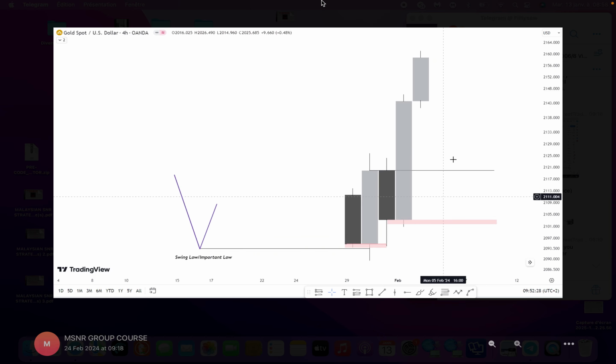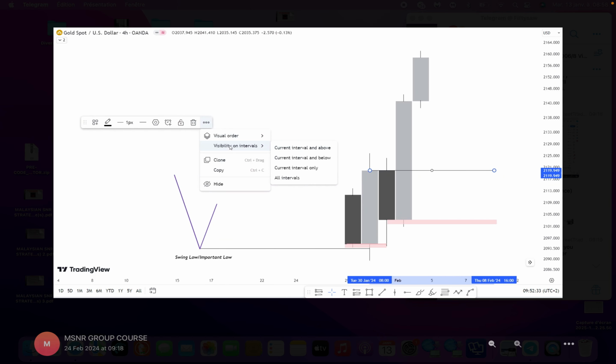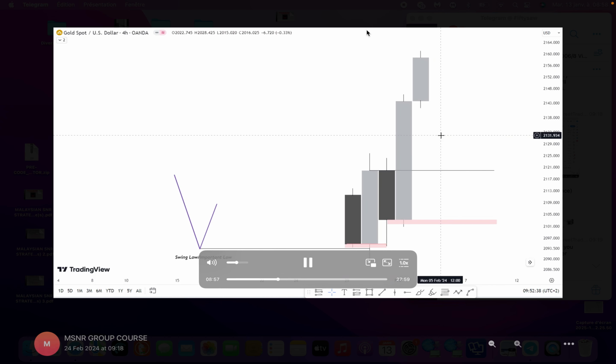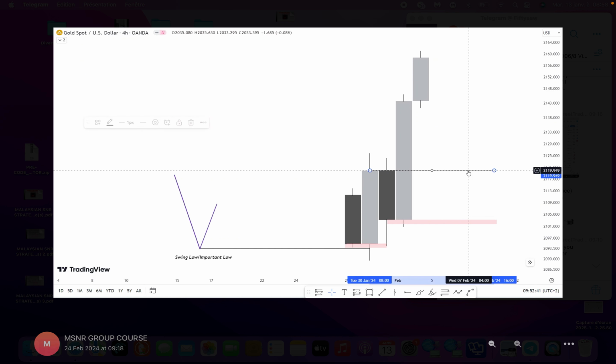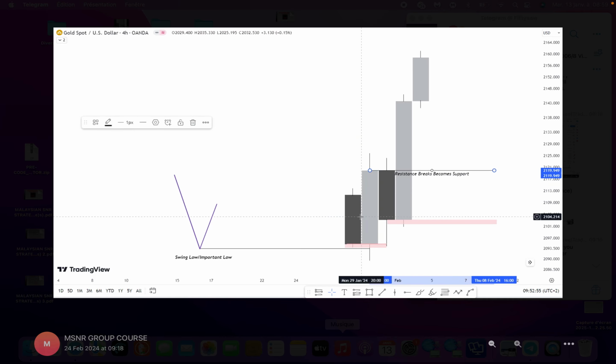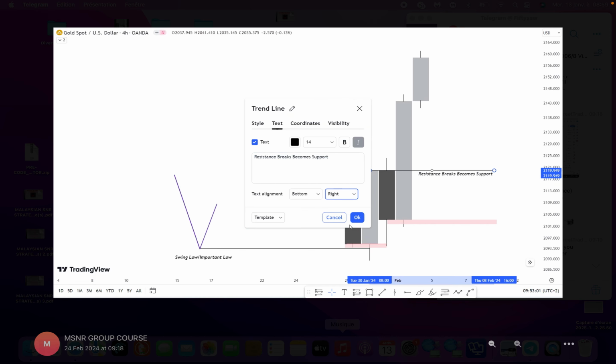That's what happened here. I know the colors on this thing won't do any justice. You can see because of the shade of this candle, I made it a bit lighter. So this was resistance. Resistance breaks, becomes support. In other terms, it's also known as RBS. Just like that. Resistance breaks, becomes support.